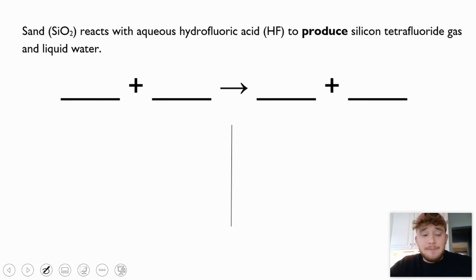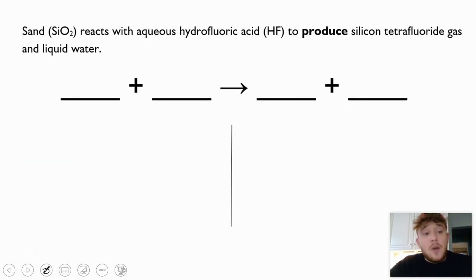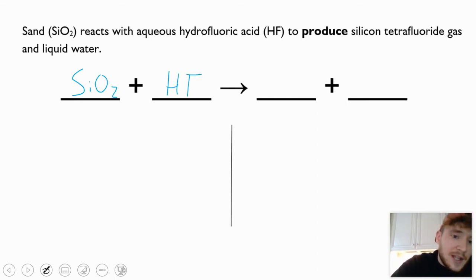Sand reacts with aqueous hydrofluoric acid to produce silicon tetrafluoride gas and water. Fair enough? Let's go ahead and dissect this a little bit. What are the reactants? Well, it says sand reacts with aqueous hydrofluoric acid. So those are the two things that are reacting. Let's write it down. We got sand, which is SiO2, and we got hydrofluoric acid, which is HF.